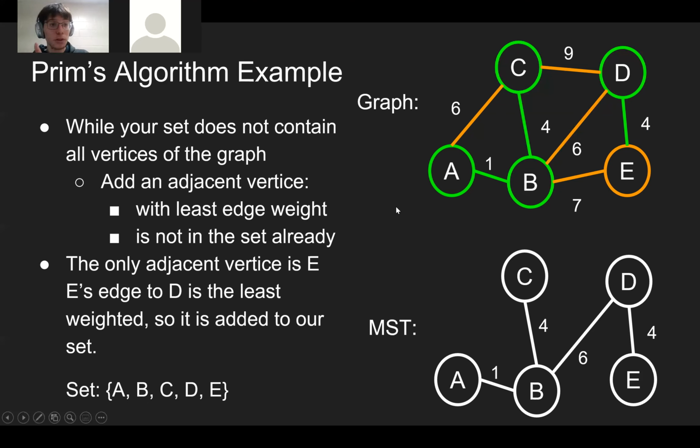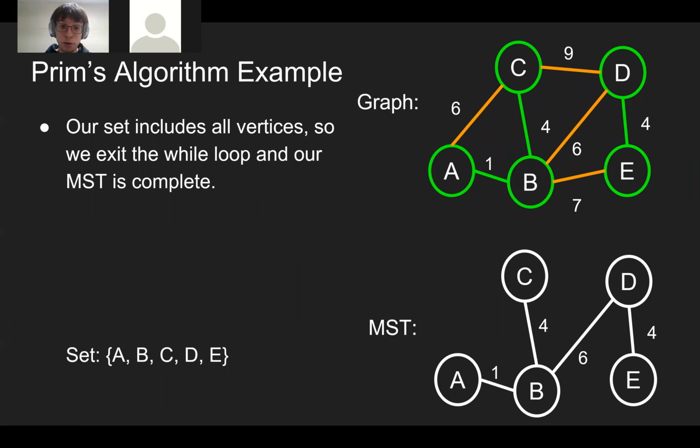And yeah, at the end, our set will include all vertices. So we exit and it's complete. And it's going to choose all edges. It chooses all vertices, right? And each step it's going to choose the smallest edge weight.